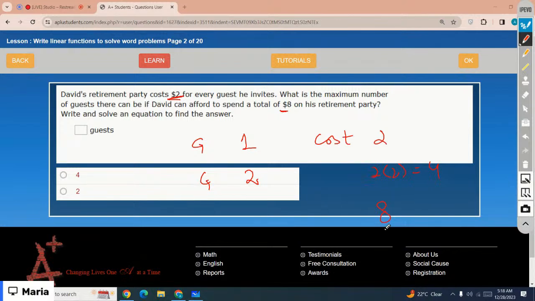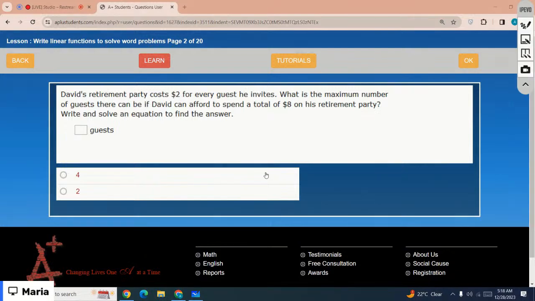That means if he had $8, he can afford four guests because 4 times 2 makes 8, right? So the cost for one guest is 2, so 4 times 2 is 8. So he can afford four guests if he has $8. The correct option is 4.